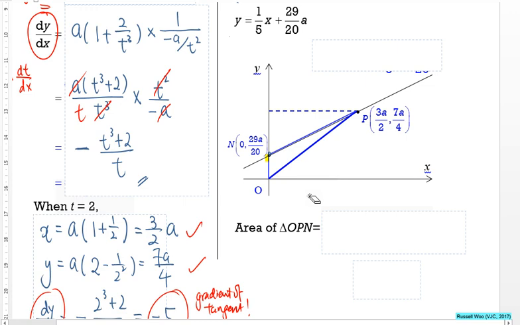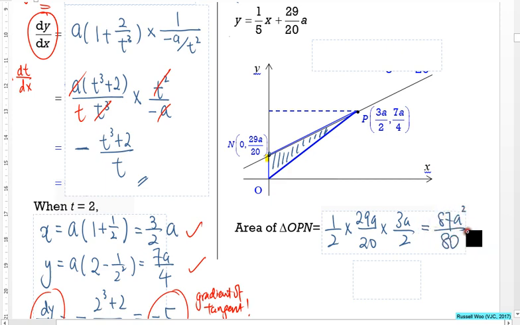Area of triangle is actually half times base times height. Therefore, the answer is 87a squared over 80. You need to make notes, better make notes. This is half base times height. Done.